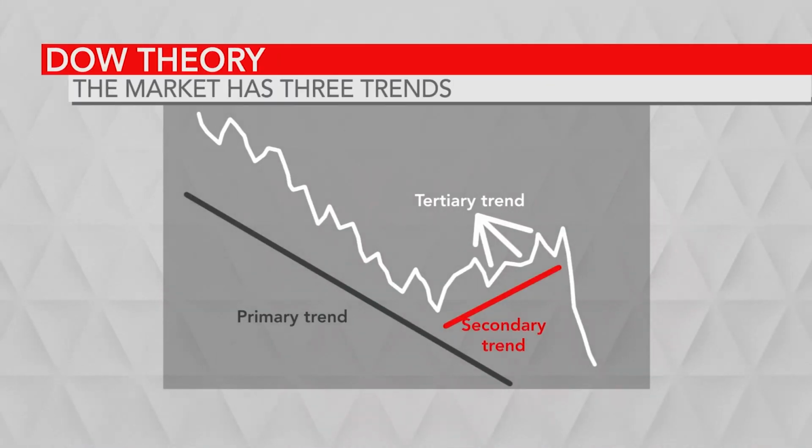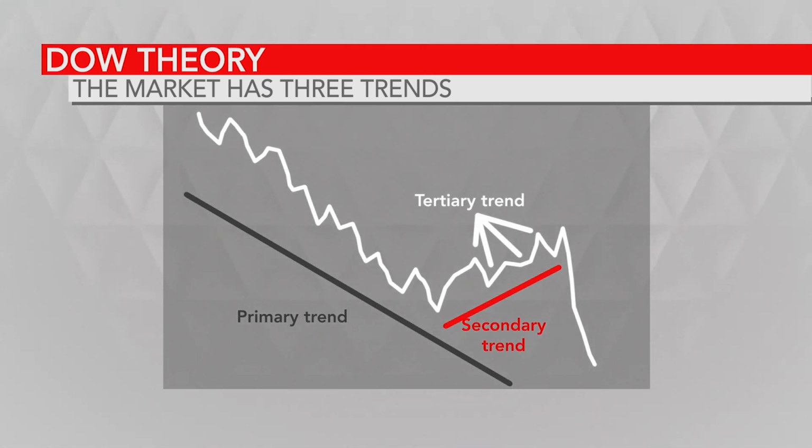Right. Okay. But the price has now three movements, doesn't it? Yes, it does. So we've got three movements. He was the first person to talk about this. We have a primary trend, the secondary trend, and then tertiary trends. And he gave lengths of time to these.